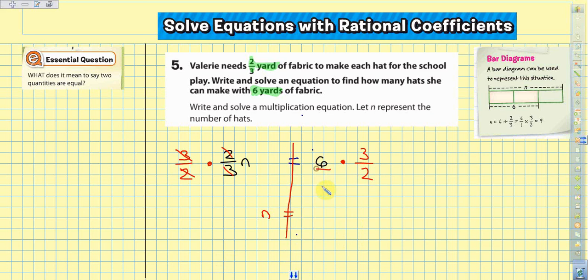You got to make that 6 into a fraction. We can cross cancel. Okay, 2 can go into 2 one time. 2 can go into 6 3 times. 3 times 3 is 9.